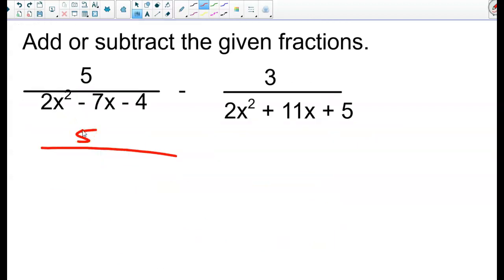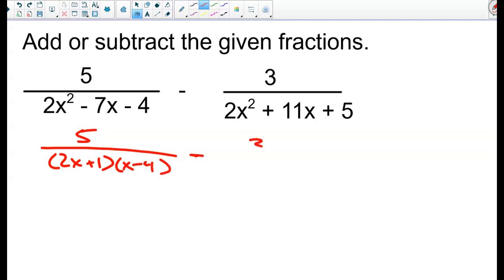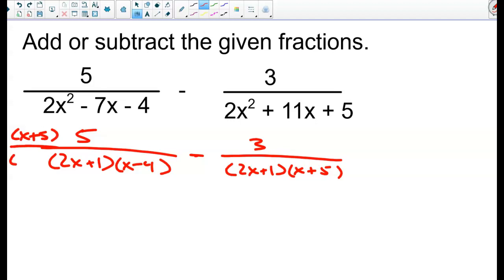Here, we're going to factor the bottom. 2x plus 1, x minus 4, minus 2x plus 1, x plus 5. It's going to be x plus 5 over x plus 5. We're going to go x minus 4 over x minus 4.